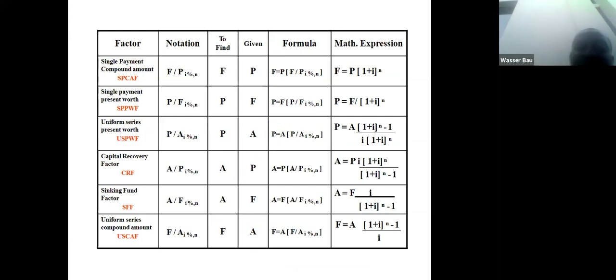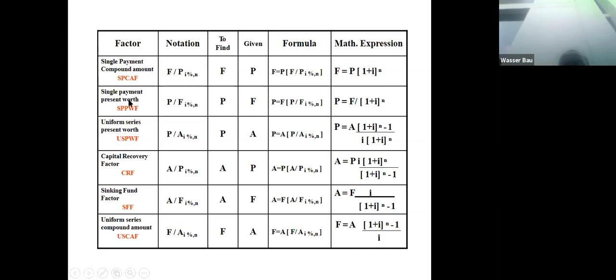So in a tabular form, this is what it looks like. In a tabular form, this is the notation. The first one, I'm to find F, I'm given P. This is the notation. This is the formula. This is the mathematical expression. The second one, I'm looking for P, I'm given F.